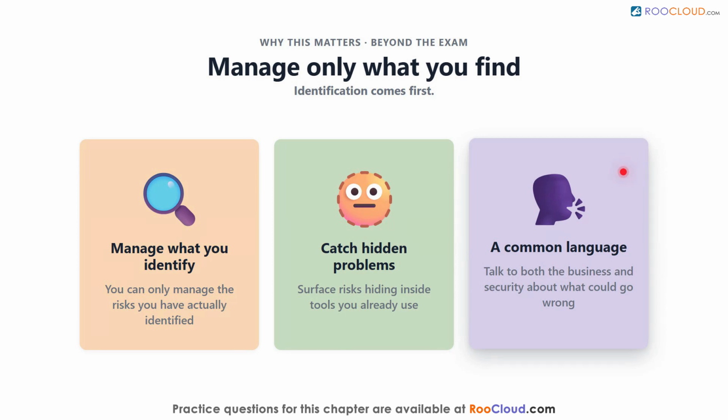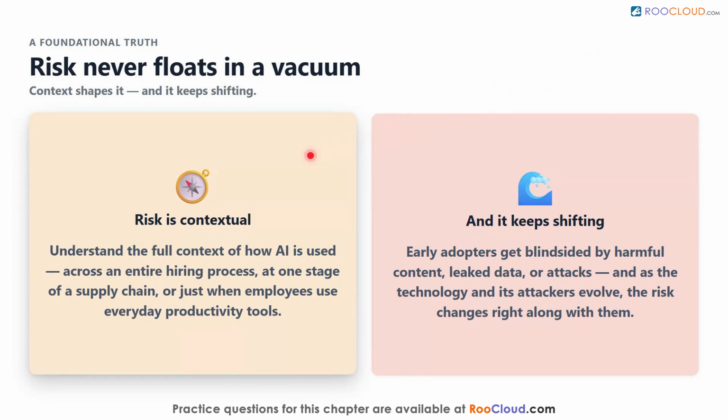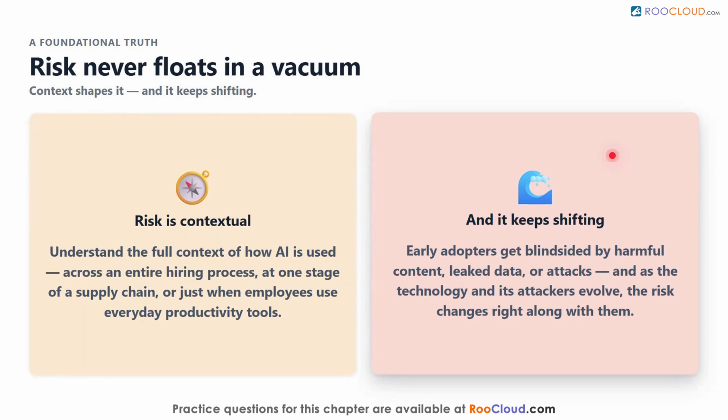Let's start with a foundational truth. Risk is contextual, never floating in a vacuum. To manage AI risk, you must understand the full context of how the AI is used, whether that is across an entire hiring process, at one stage of a digital supply chain, or simply when employees use everyday productivity tools. The risk also keeps shifting. Early adopters can be blindsided when a system produces harmful content, leaks private information, or gets attacked. And as the technology and its attackers evolve, the nature of the risk changes right along with them.